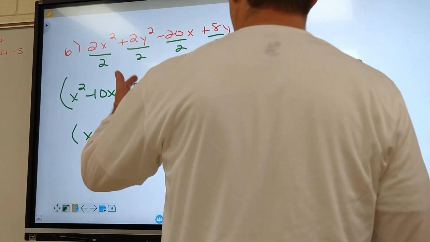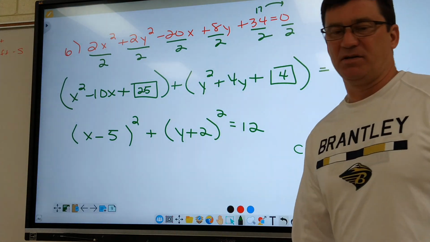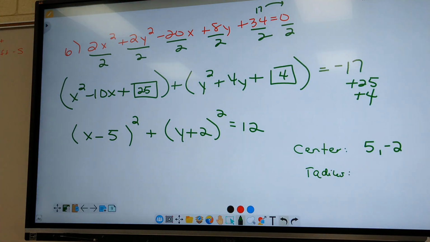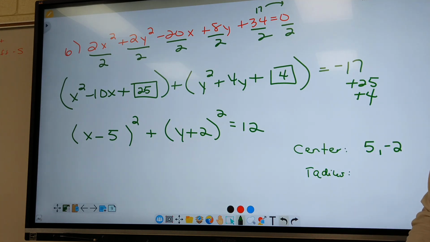All right, so 6, y'all got 5, negative 2. What's y'all's radius right here on number 6? 3.4? I got 2.4. It's got to be 3 point something. You got to find the square root of 12. I got 3.5. I got it. All right, so we'll go with 3.5.